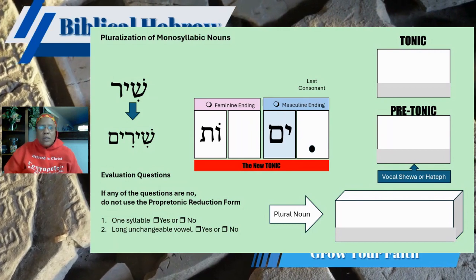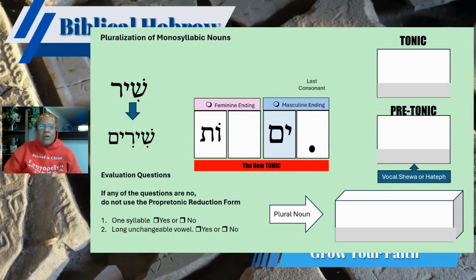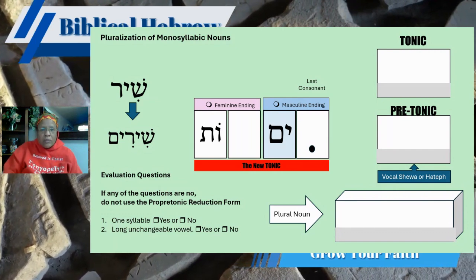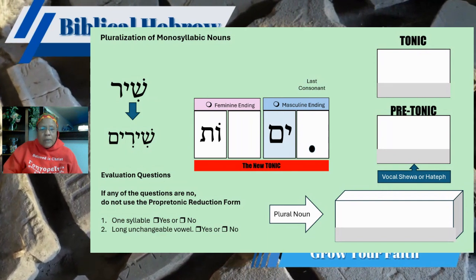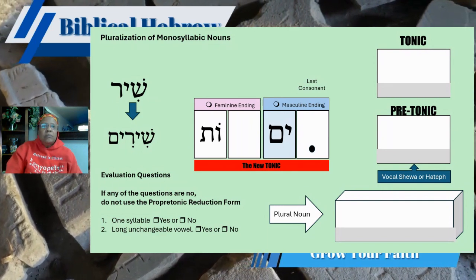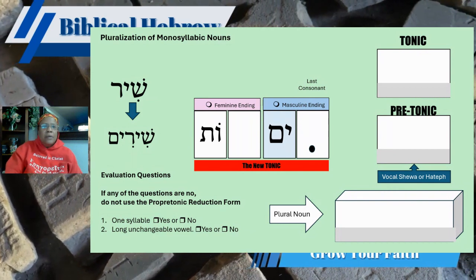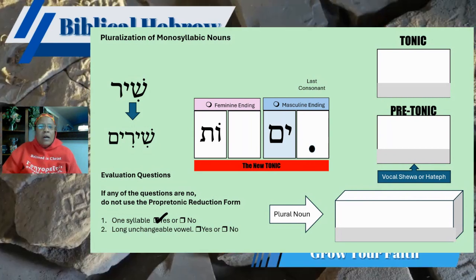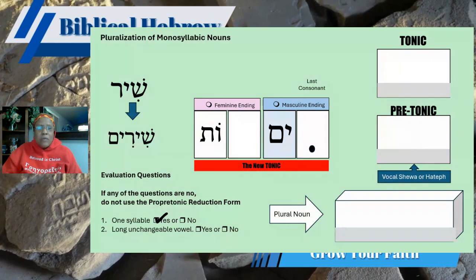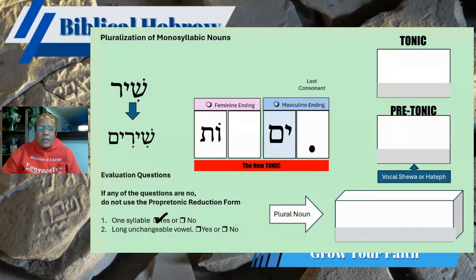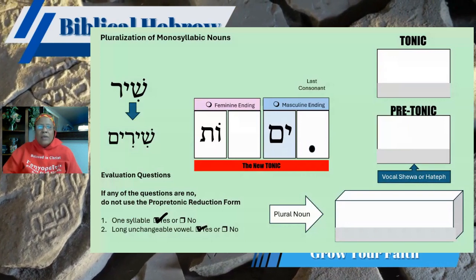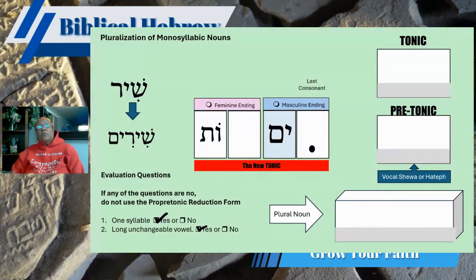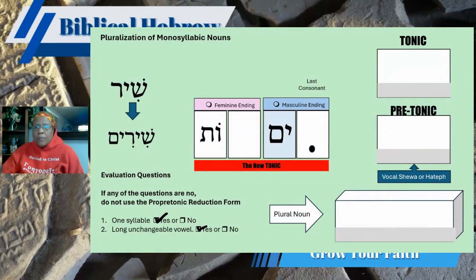So, for instance, on this one, we're talking about sheer. That's going to go to shireen. So is it a one syllable? Yes, because we are only pronouncing one syllable. Makes sense? So shireen. All right. And then is it a long changeable vowel? Is the long changeable vowel present in this word? Yes, we see that with the hirik yud, so we can say yes. If one of those two questions were no, then you could not use this form. You would go on to a different form.